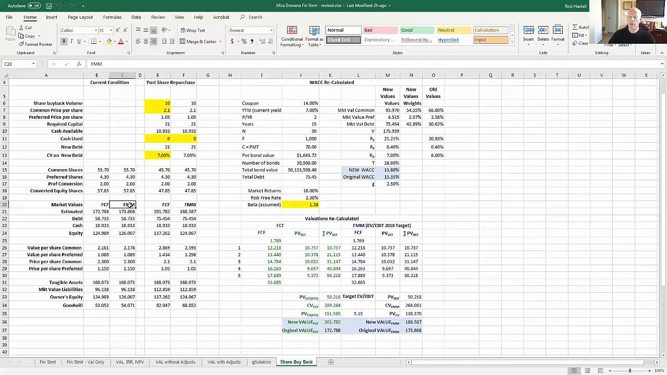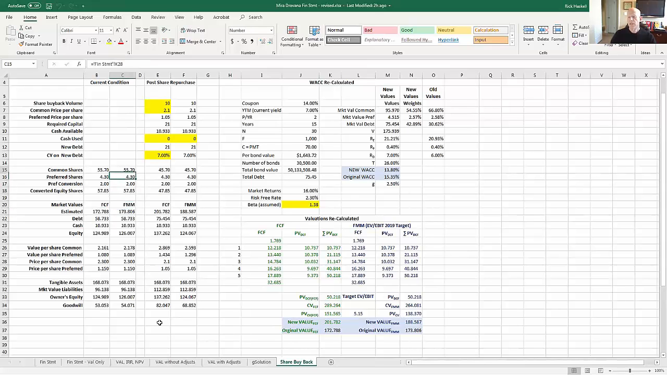And in the other column, I'm using a value estimate using the forward market multiple column or model. Remember, the different model forms will give us slightly different values. And in this case, the values are 172.78 and 173.8. So it's only slightly different values. But let me walk through this so you can see what I'm doing.